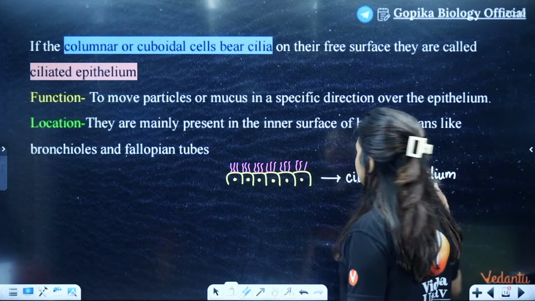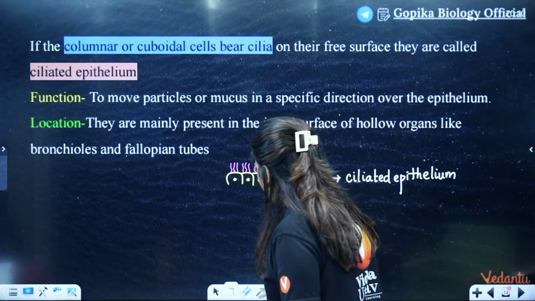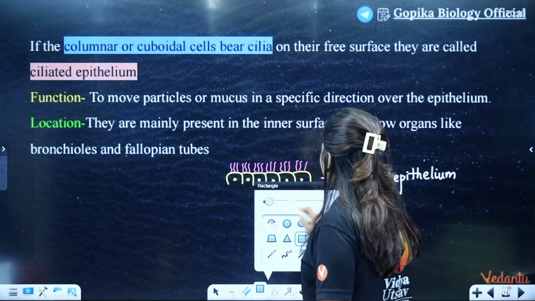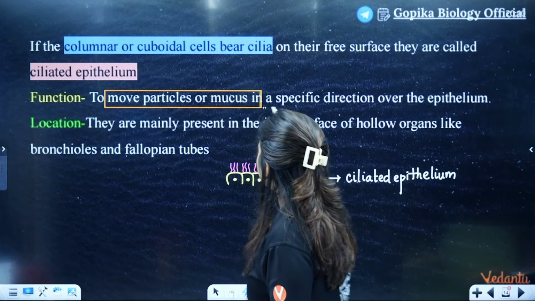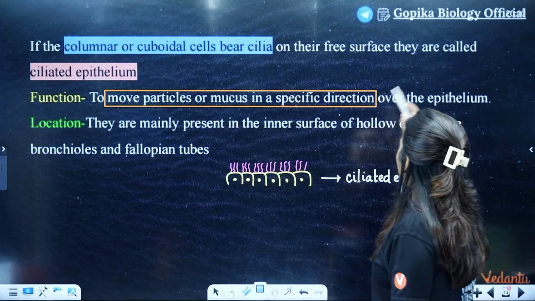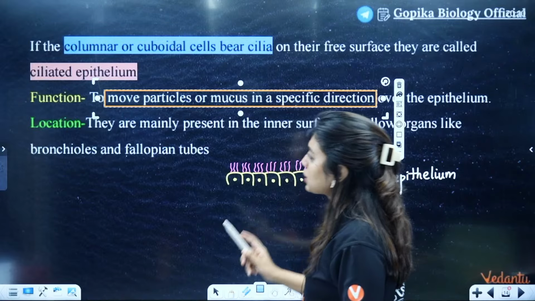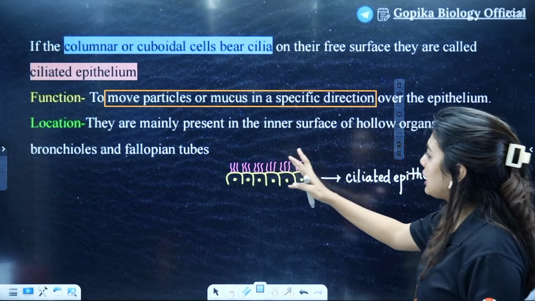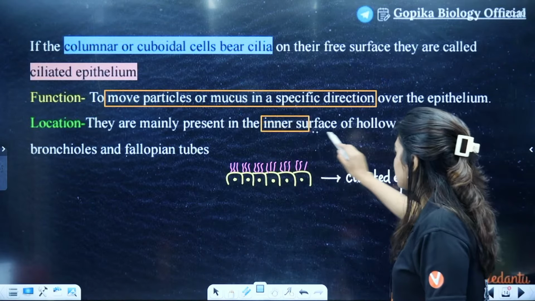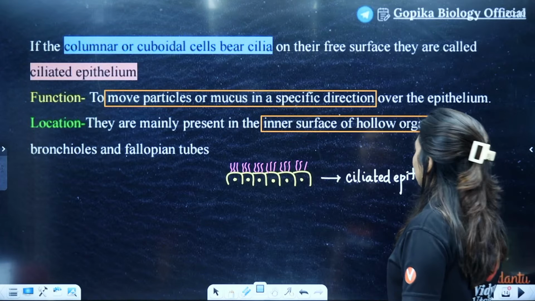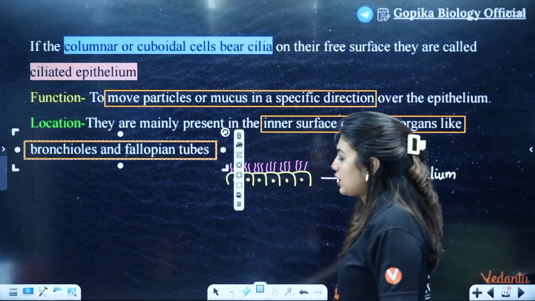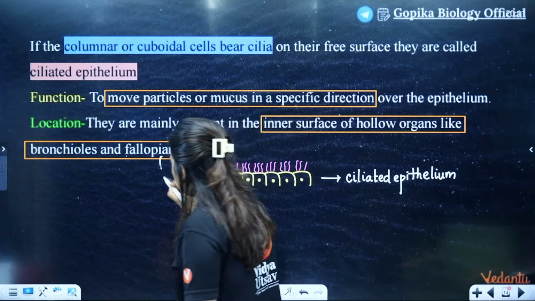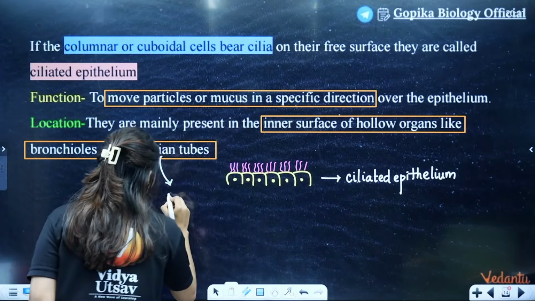I'm going to answer. See, ciliated epithelium. Now, what will they do, students? Their function is going to be very simple. Their function is to move particles or mucus in a specific direction over the epithelium. As for location, they are mainly present in the inner surface of hollow organs like your bronchioles and fallopian tubes. Here, they are going to help in the movement of the ova.